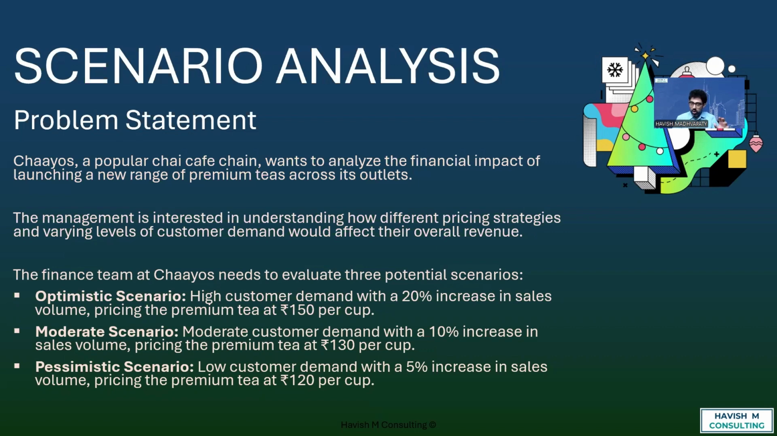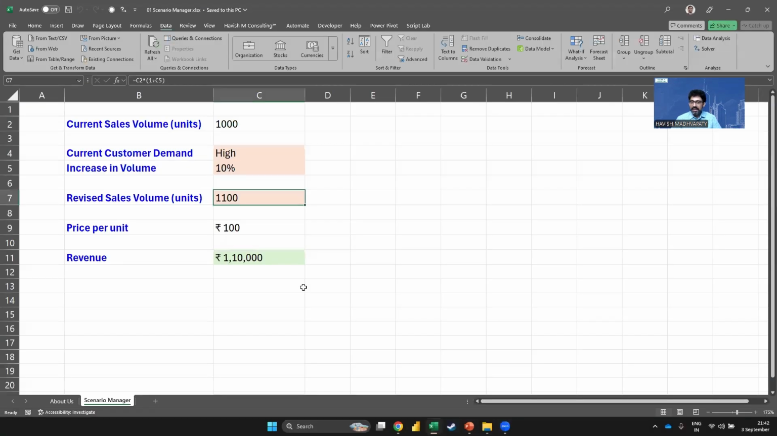Number one, the optimistic one, is that there is high customer demand. People like the fact that there is a premium product and a good perceived value, which means there'll be a 20% increase in my top line, where we are pricing the tea at 150 per cup. The moderate scenario is a 10% increase in the top line, where we are pricing at 130. And the pessimistic is that there is only a 5% increase in the top line, where we are pricing it at 120. So the problem that we are working with looks like this.